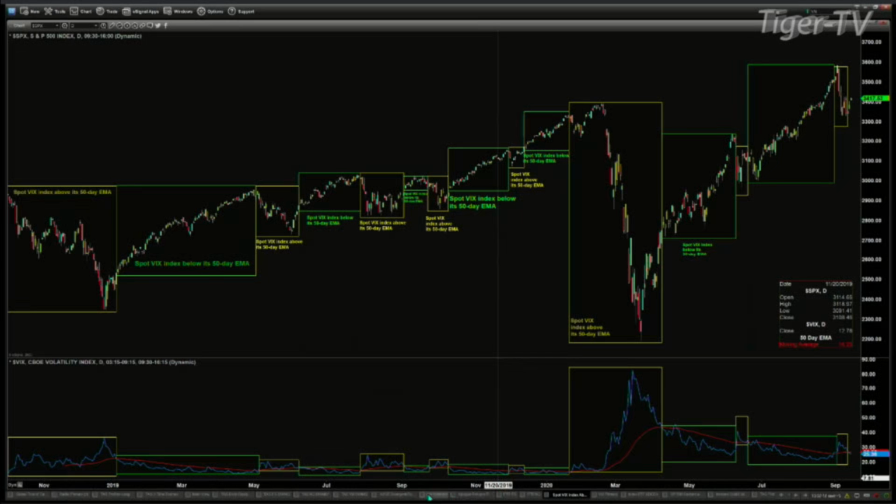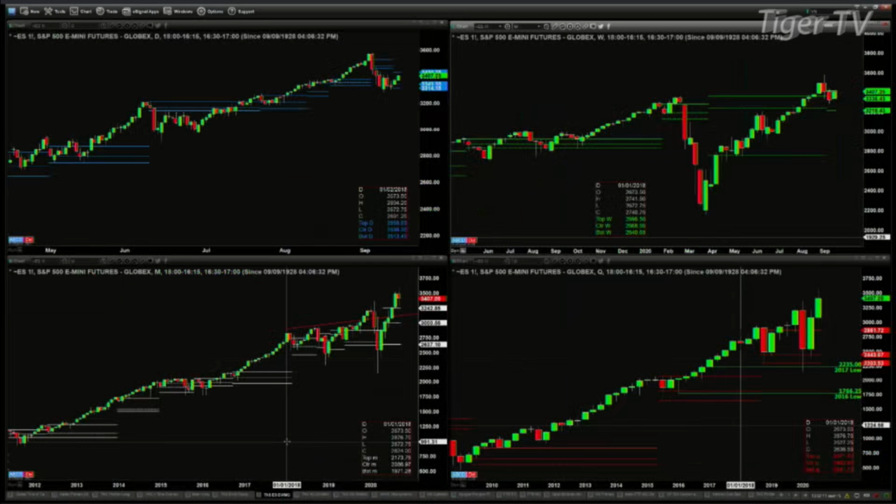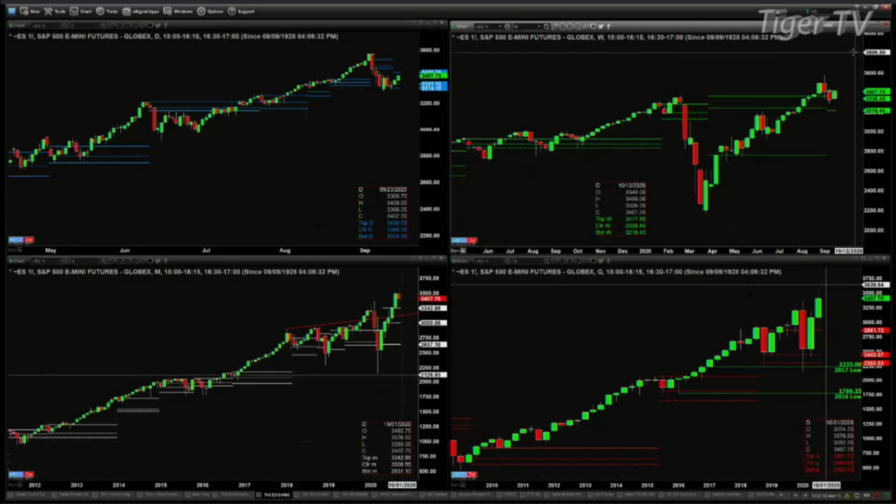Well, if we take a look at the TAS market profiles, let's look at them this way for the S&P 500. You've got your quad: your daily in the upper left, your weekly in the upper right, monthly in the lower left, and quarterly in the lower right. You'll see that the ES Mini is targeting the 34.31 level, the top of its daily box, and 34.17 is the top of its weekly box. So we're trading up towards resistance.